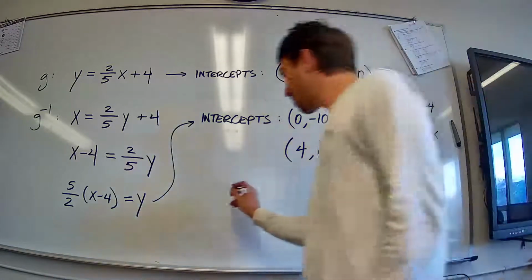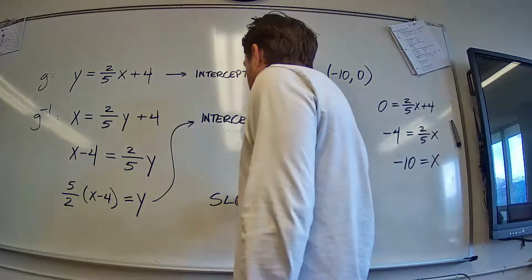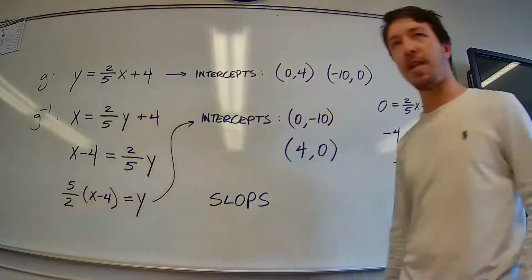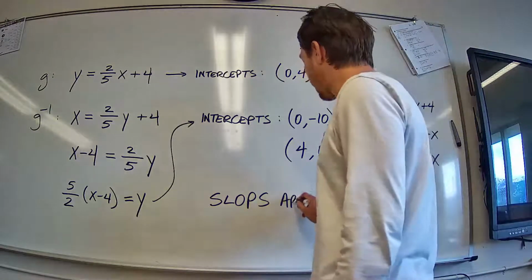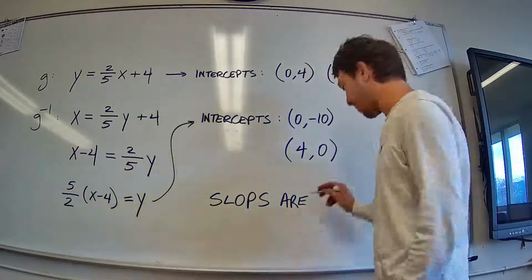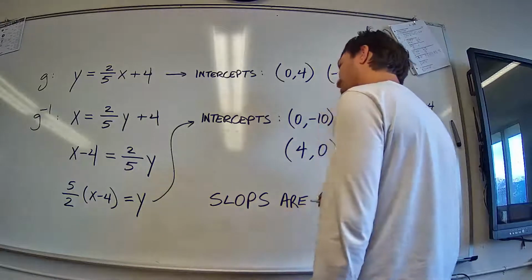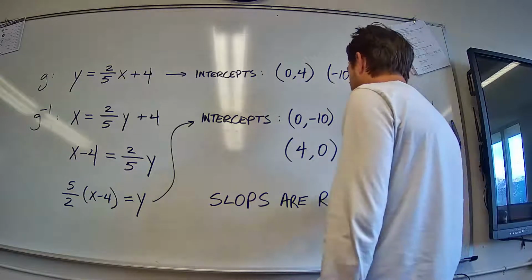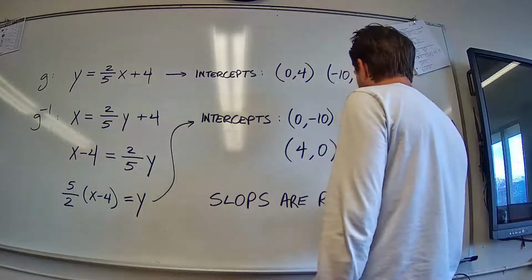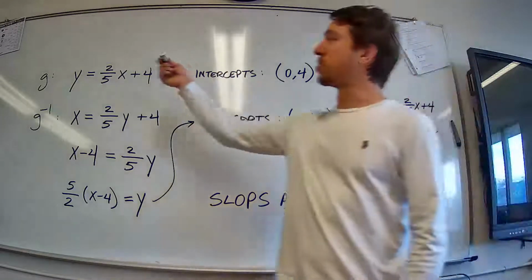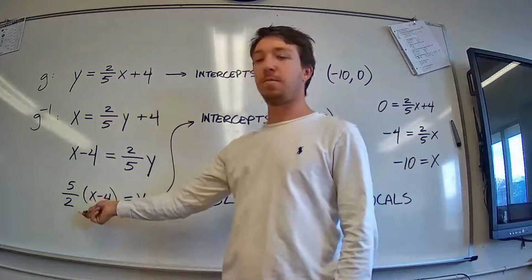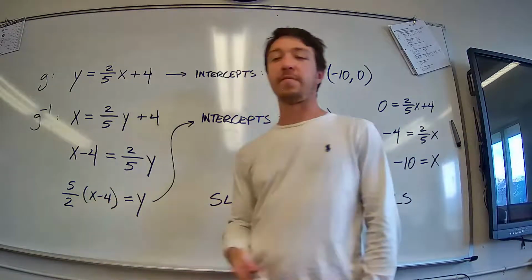Last thing. The slopes are, looking for a different word here. Opposite. That's less close. Reflect. They're reciprocals. Good. Okay. This guy's slope was 2/5. What's this guy's slope? 5 halves.